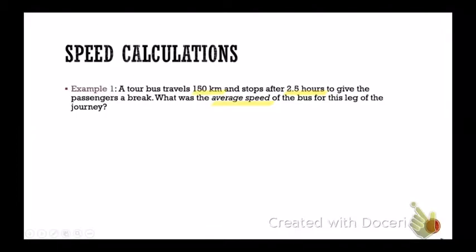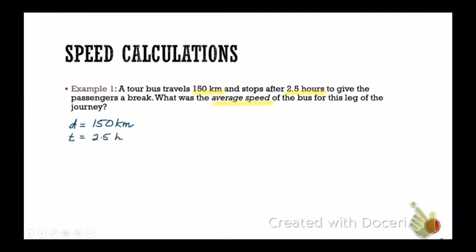So I've highlighted the key data. It's important, as a very first step, to make sure you understand the question. We're asked to find average speed, and now we list the data down the left-hand side. So D for distance equals 150 kilometers. Don't forget to include the units.